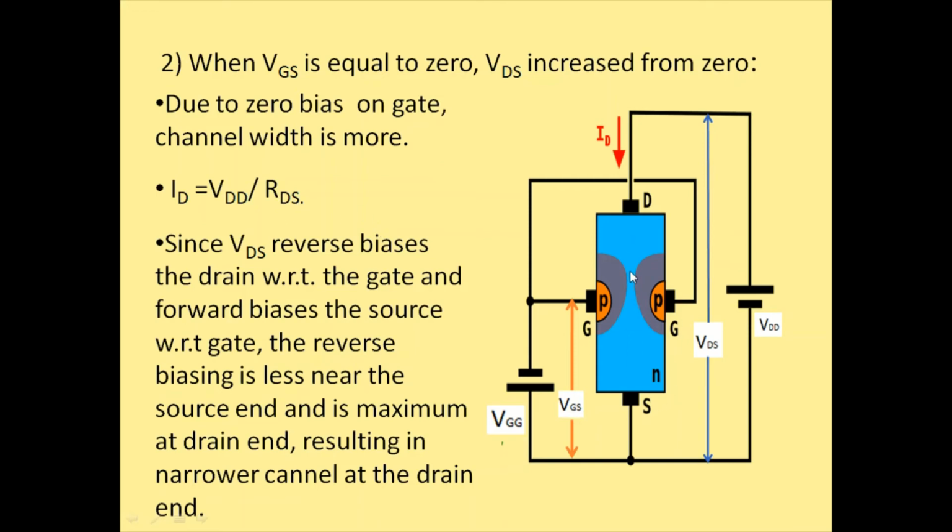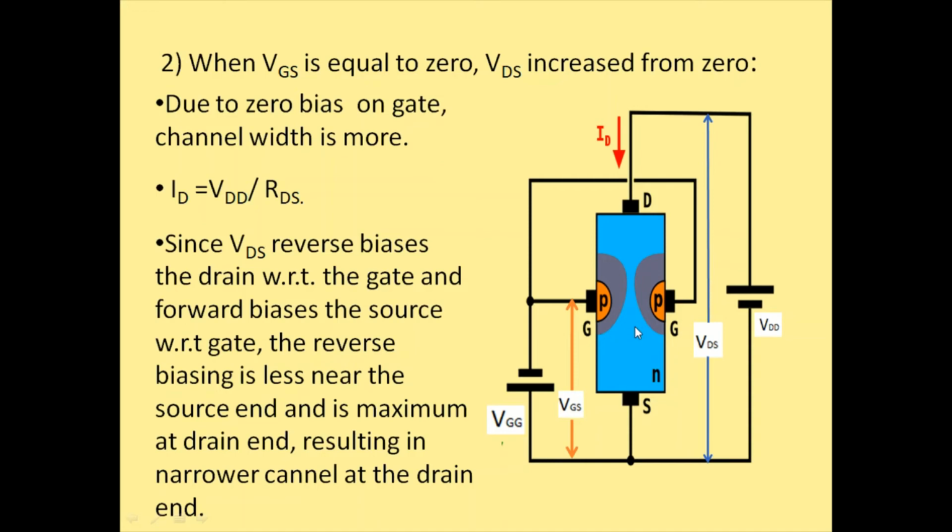That means whatever channel is there, the resistance offered by this channel from the drain end to the source end is represented by RDS. Now since VDS reverse biases the drain with respect to gate and forward biases the source with respect to gate, the reverse biasing is less near the source end and is maximum at the drain end. Because of this, the channel becomes narrower at the drain end here, whereas at this end the channel will be much wider.